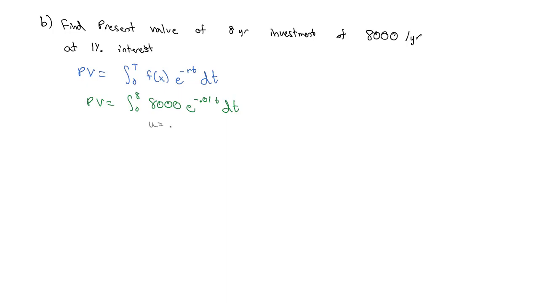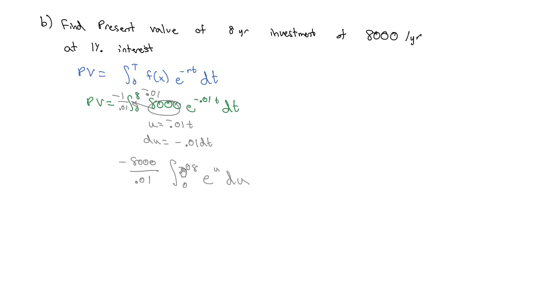Again, we might use a u substitution where u is negative 0.01t. du is then equal to negative 0.01 dt. So I'm going to multiply by a negative 0.01 and divide by a negative 0.01, so that the 0.01 dt comes out. So with the 8,000 being pulled out, we get negative 8,000 divided by 0.01 of the integral from 0 to negative 0.08 e to the u du.